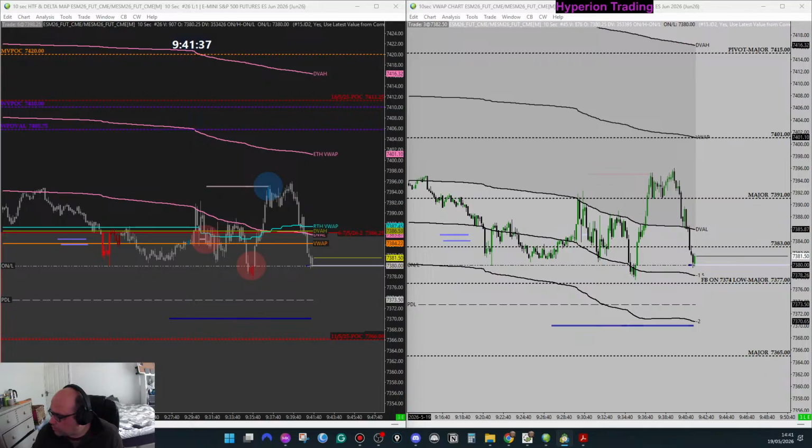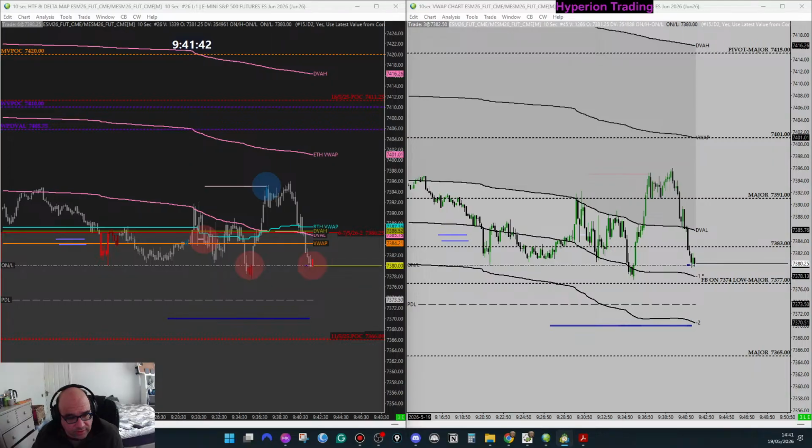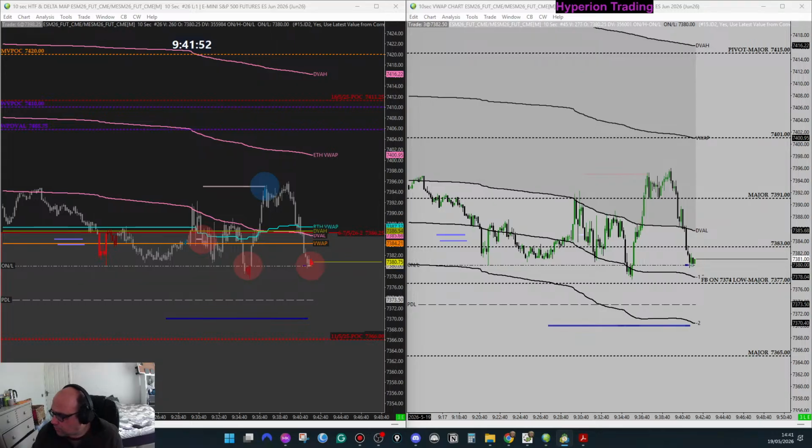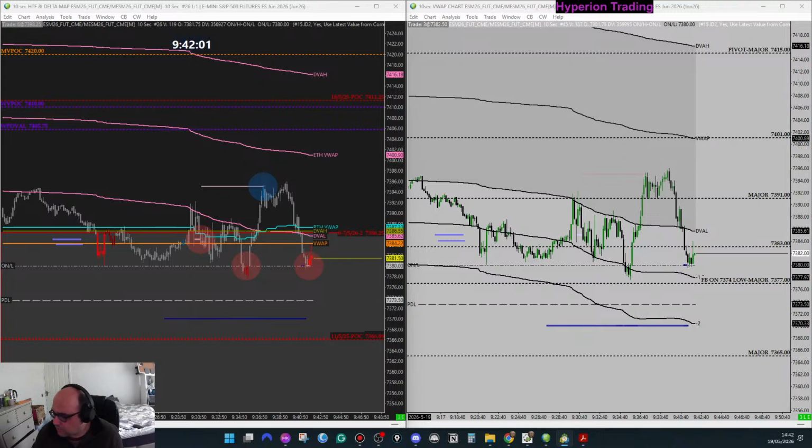Now we're at the same spot. So we saw the previous DVA low holding. That means the price wants to try to go lower, where again price tries to break the overnight low. It's a very ambiguous zone now. We're not gonna do anything.